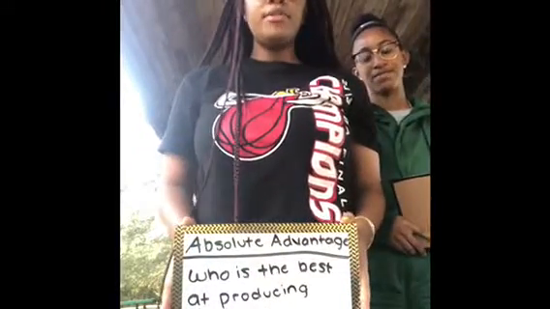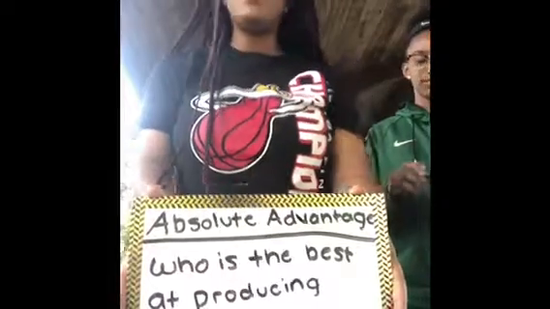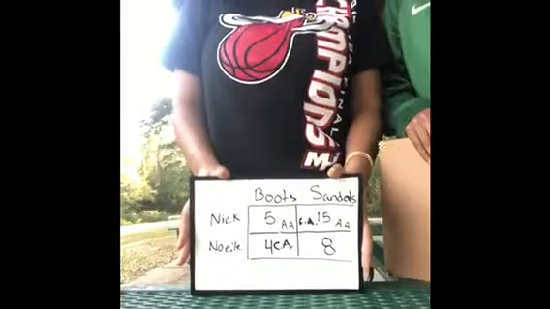Now we're going to move into absolute and comparative advantage. Absolute advantage is who is the best at producing something. And comparative advantage is who gives up the least, or whose opportunity cost is the lowest. Now let's look at how to find the absolute and comparative advantage.